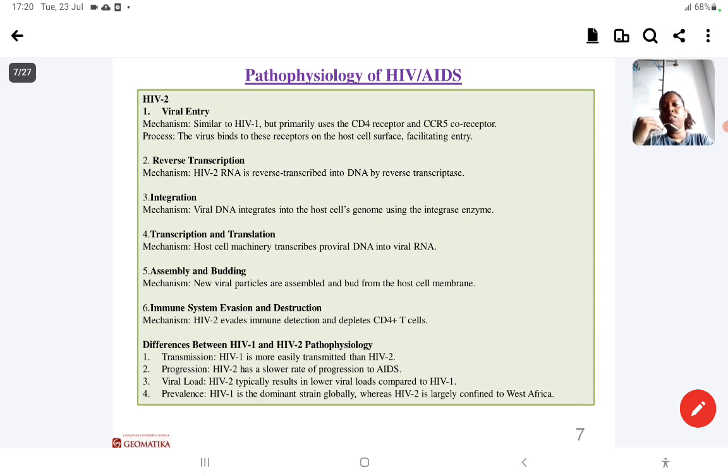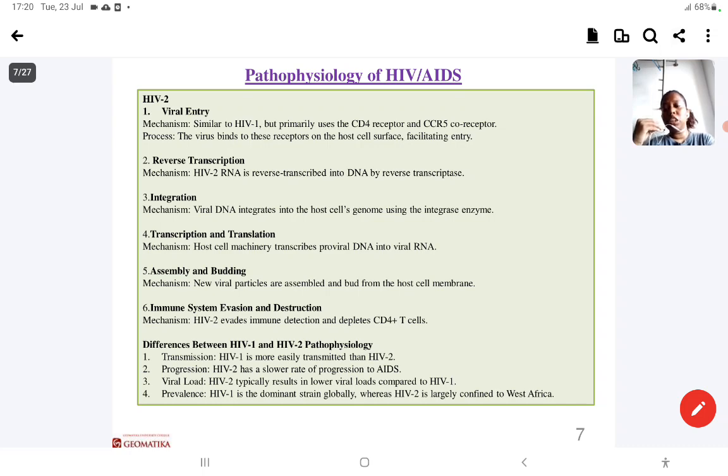The fifth step is assembly and budding, where new viral particles are assembled and bud from the host cell membrane. The sixth step is immune system evasion and depletion. HIV-2 evades immune detection and depletes CD4 plus T cells.